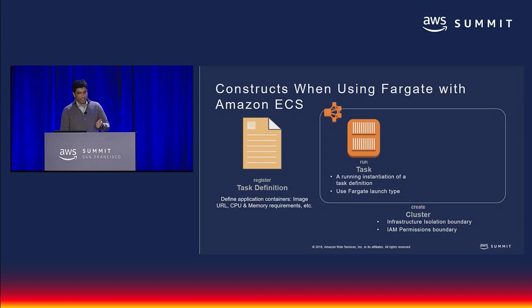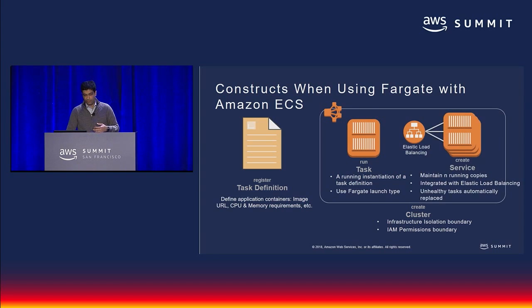A task is an instantiation of your task definition. It's a collection of containers, up to 10 containers, that you can run together. It's a unit of your application. You can add some of the utility software to go with your application as a different container. They all share the same networking interface, so you can apply a uniform policy to them.